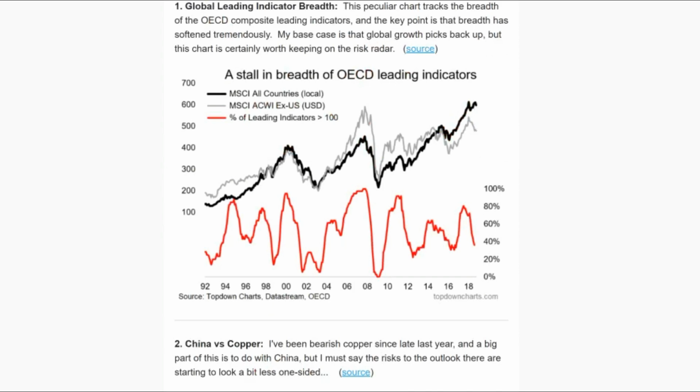And so I said back here, my base case is actually that global growth picks back up. I think it's fair to describe this as a growth wobble, and there's certainly potential factors that could kick off a self-reinforcing cycle to the downside, or a bit of a negative feedback loop.